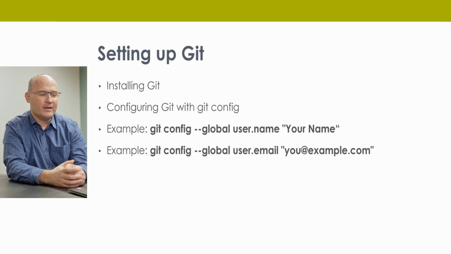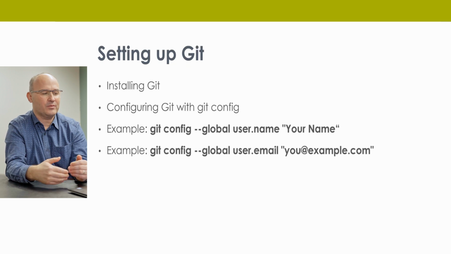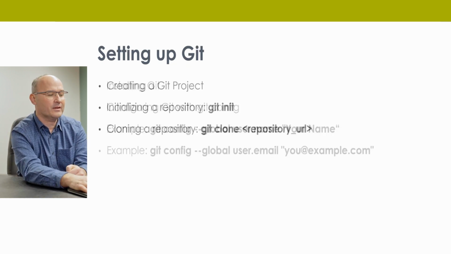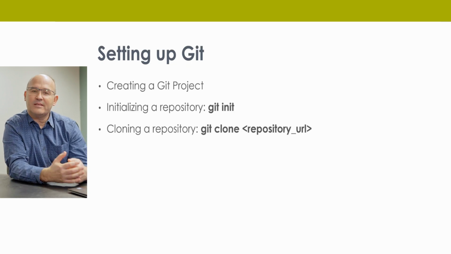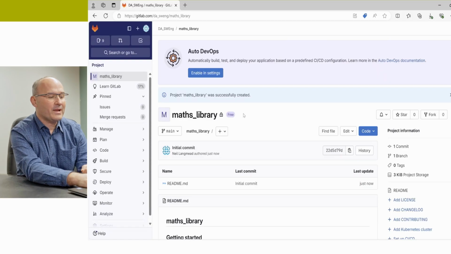So git config on the command line will set your username and your user email, and this will appear in your git commits, and we'll see how this gets configured. So this is the git config command, and then git init to initialize the repository, and then git clone to clone the repository. So the init step is actually being done by the creation of that project in GitLab in this case. So I've got my maths library project.